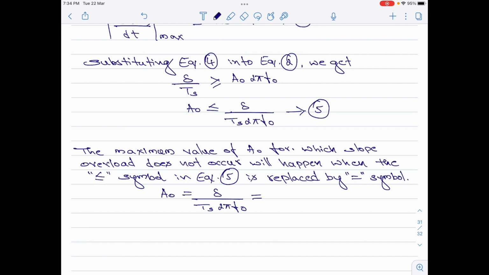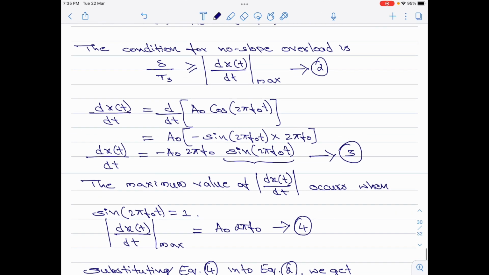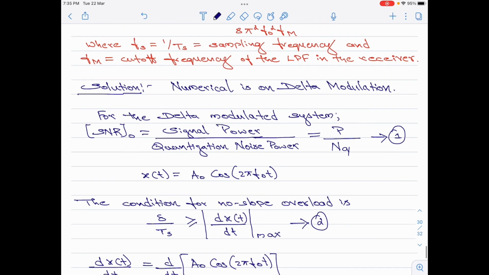So, this is also equal to, by taking Ts to the numerator, delta into Fs divided by 2 pi f naught. Let us call this equation 6. Now, coming to the expression for the signal to noise ratio, we have signal to noise ratio equals signal power divided by quantization noise power. So, let us find P, which is the numerator of equation 1 here.